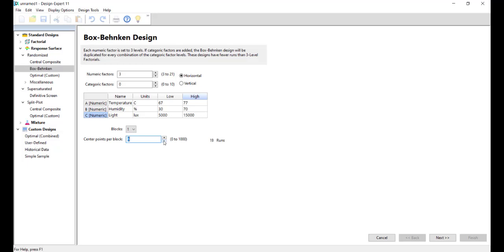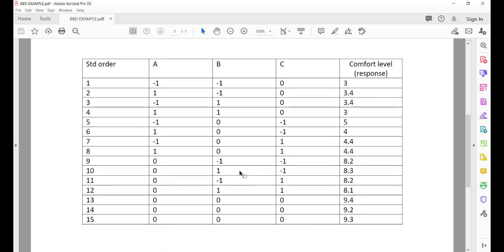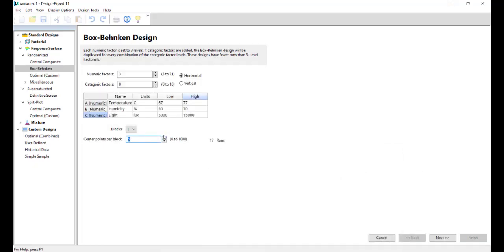So here I just select three center points. It can be five as well. You can see how the runs change. Let me just check what I have done here. So I select three center points. I hope it gives me accurate or acceptable results.